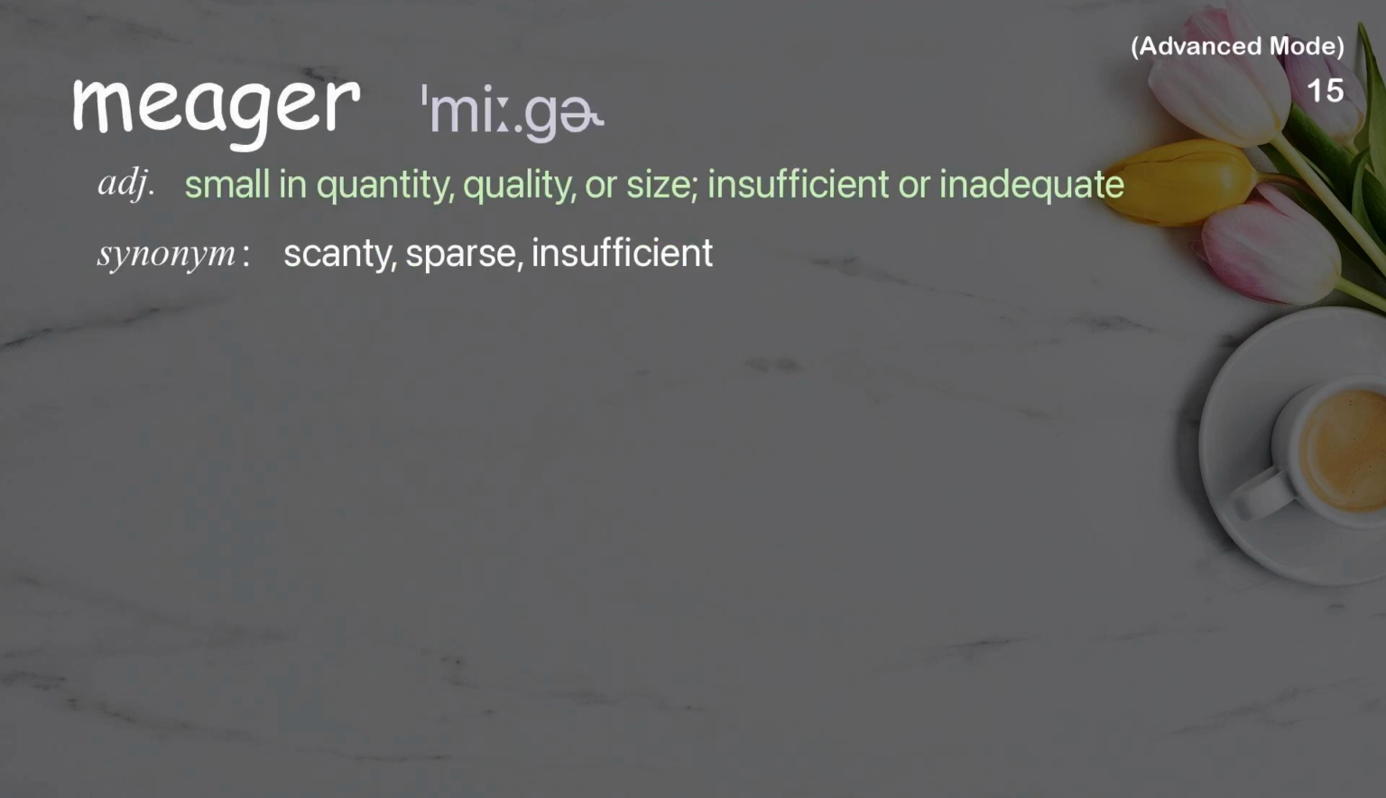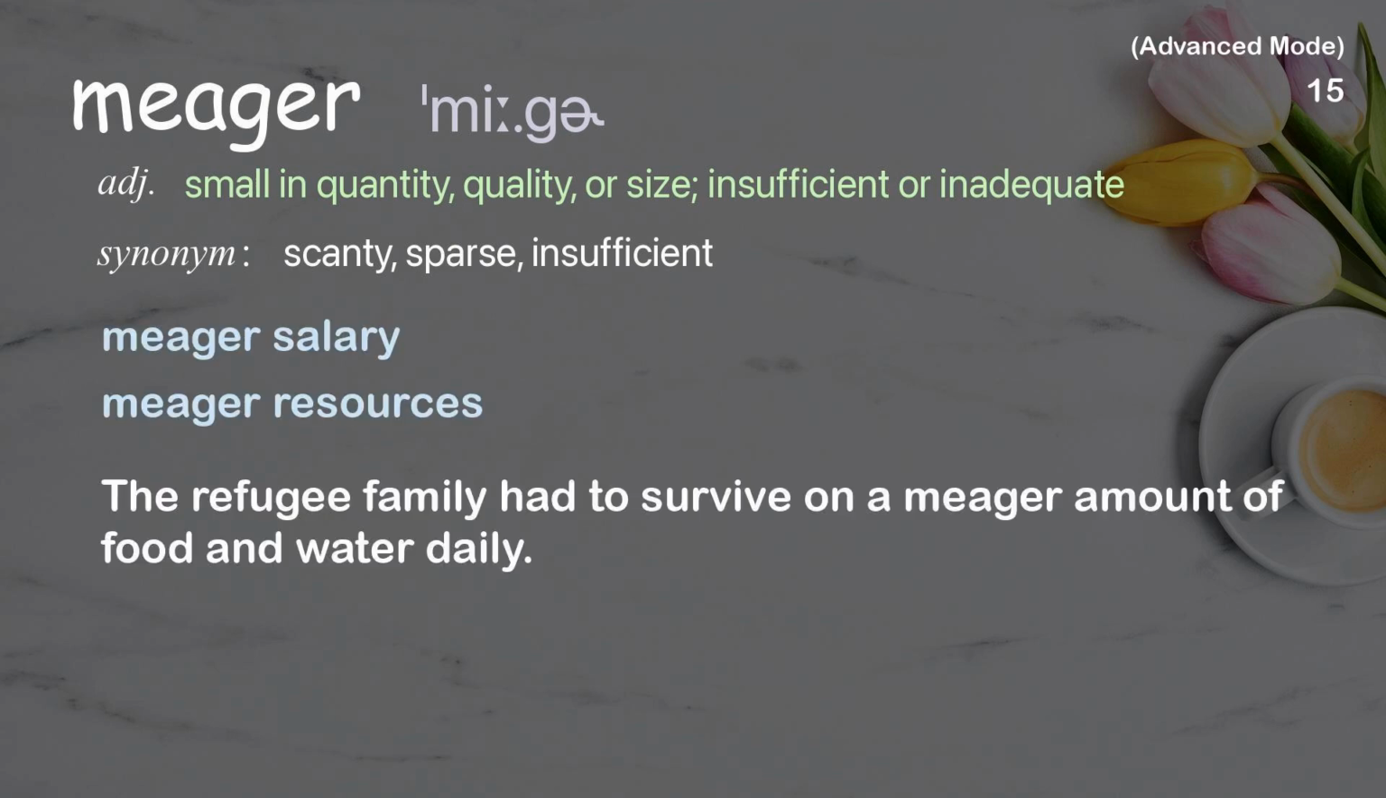Meager. Small in quantity, quality, or size, insufficient or inadequate. Examples: Meager salary. Meager resources. The refugee family had to survive on a meager amount of food and water daily.